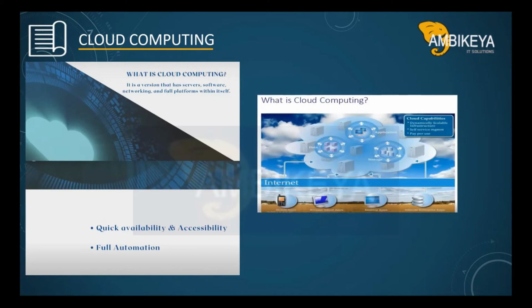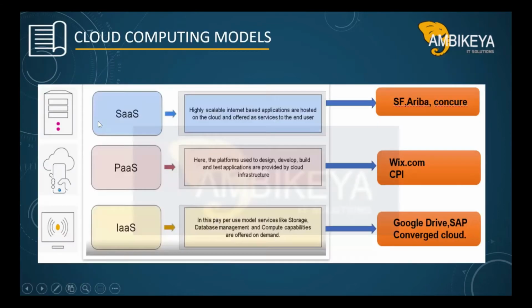Now, under this cloud computing, you have basically three things. First is SaaS, second is PaaS, and the third is IaaS. What is this SaaS? SaaS is your software as a service. PaaS is your platform as a service, and IaaS is your infrastructure as a service.